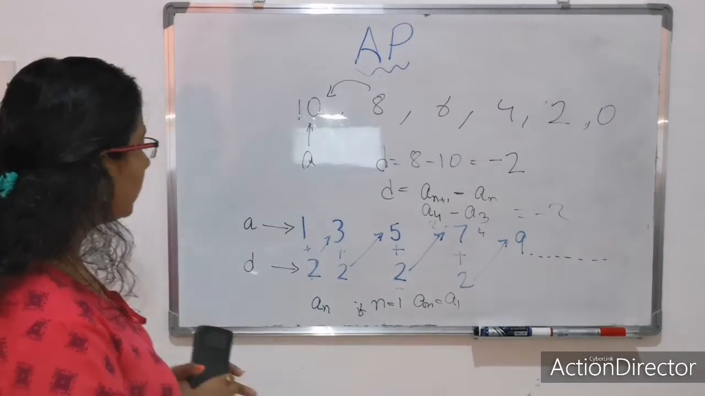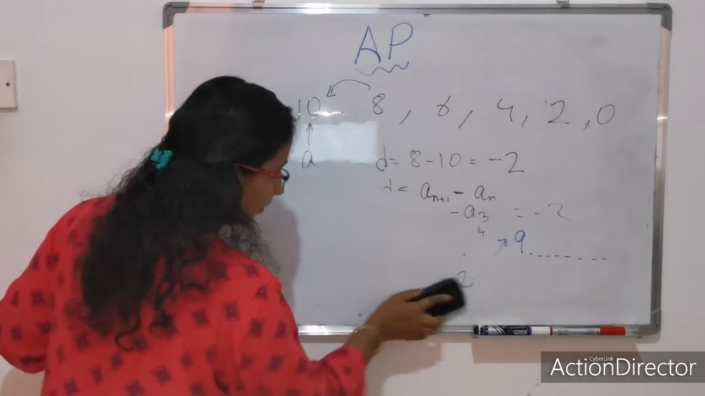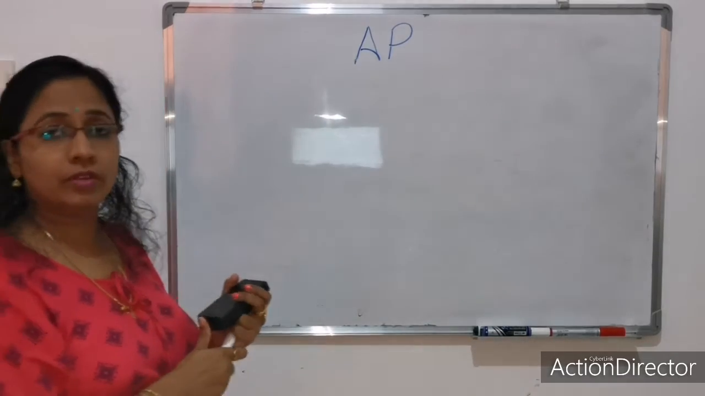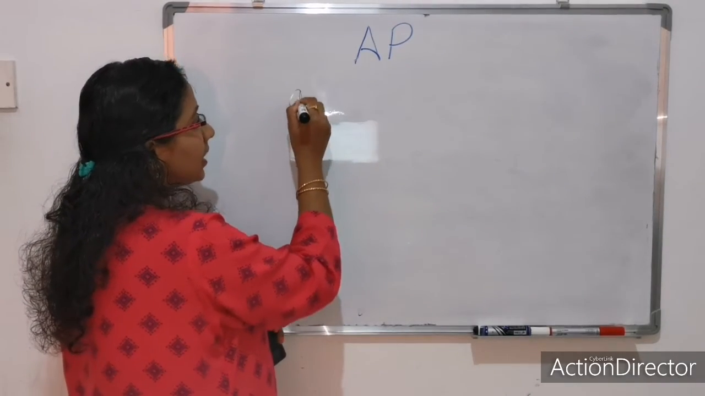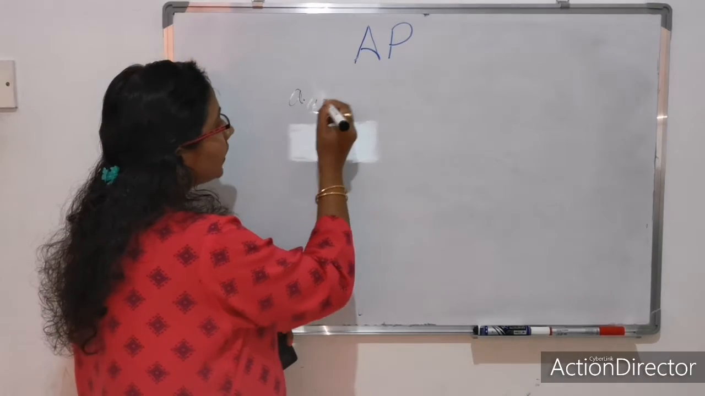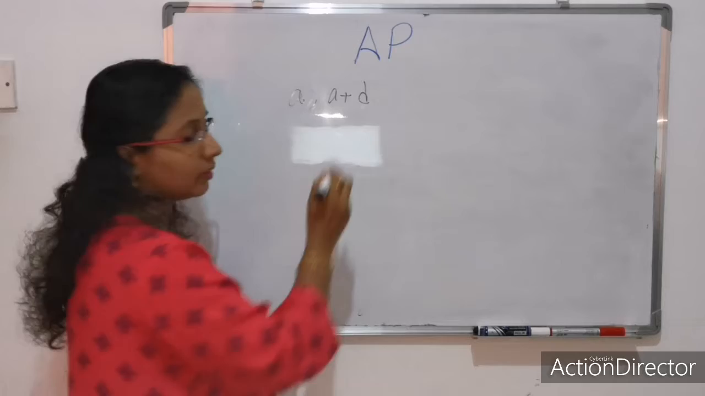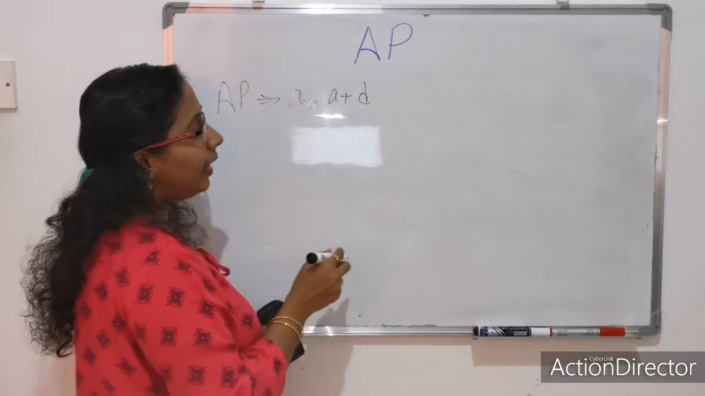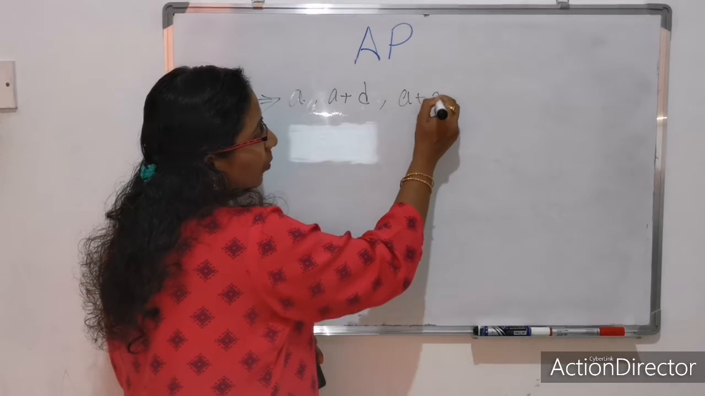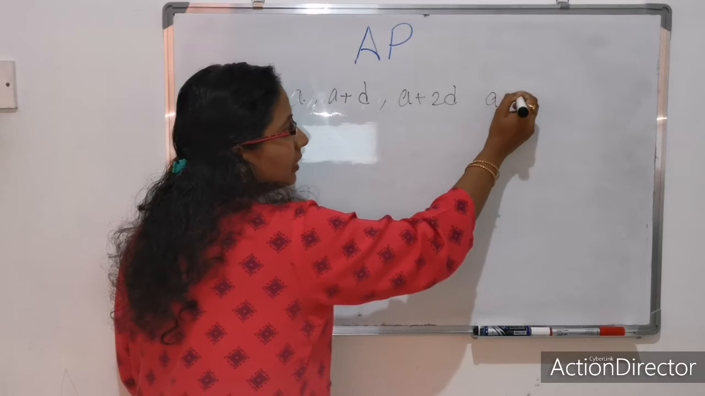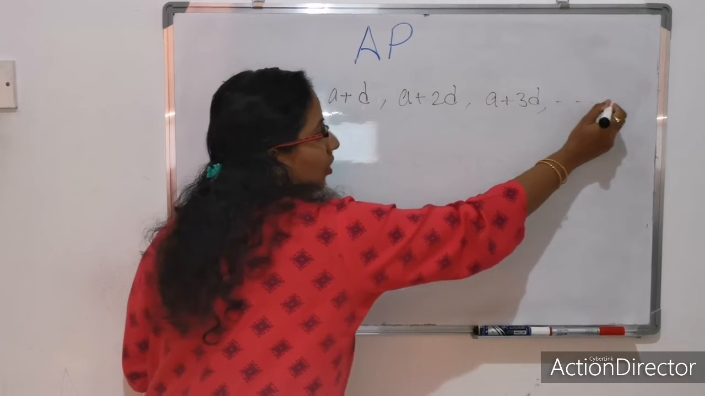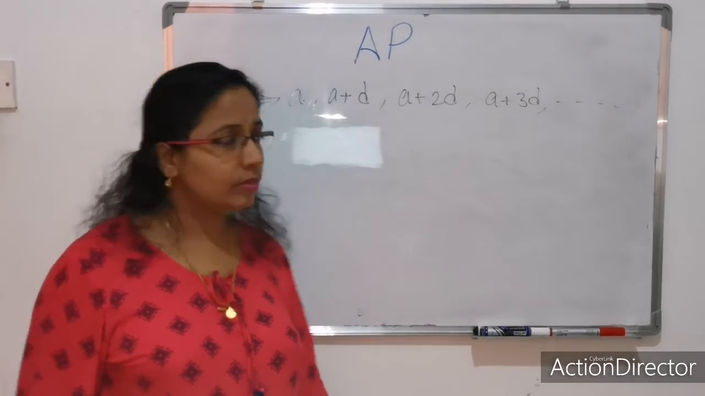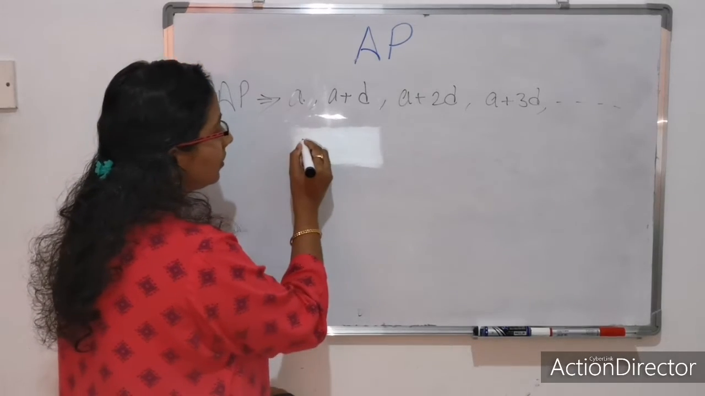Now what is the general format of an AP? The general format of an AP says the first number is A, the second number will be A plus D, then A plus 2D, A plus 3D and so on. Now how did A plus D, A plus 2D, A plus 3D come? Suppose A is 10.